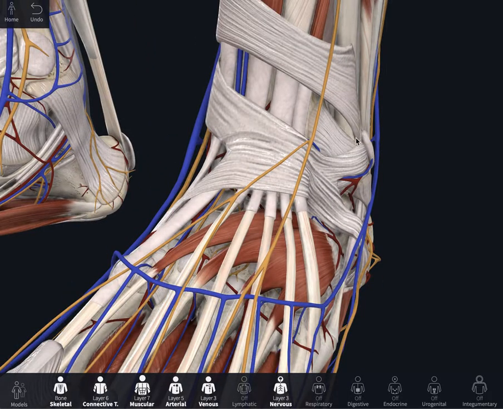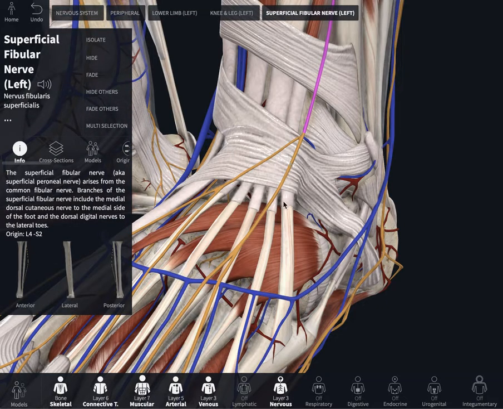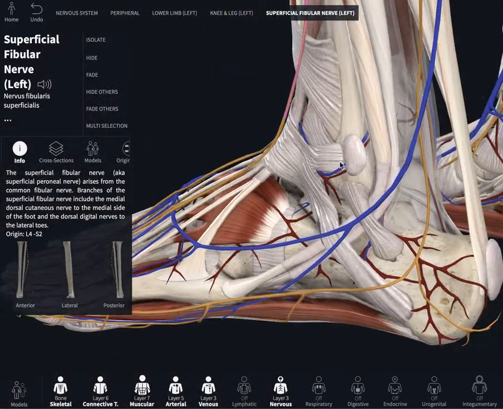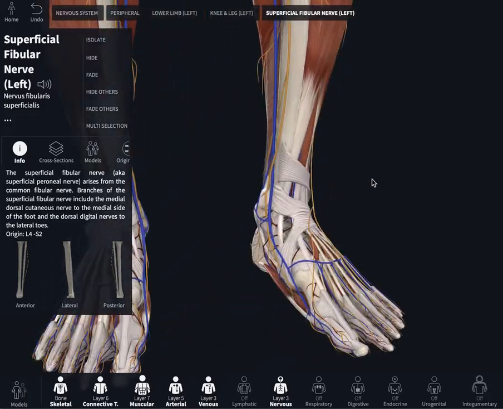From a cutaneous nerve perspective, on the anterolateral surface here, we can see we have the superficial fibular nerve, and then it bifurcates, terminating as the medial and intermediate dorsal cutaneous nerves of the foot. Laterally, on the posterior aspect here, we can see the sural nerve coursing down the posterior and posterolateral aspect of the calf, winding down around the lateral malleolus and terminating as the dorsal lateral cutaneous nerve of the foot.